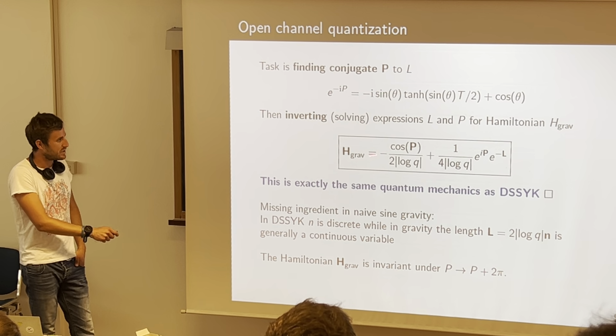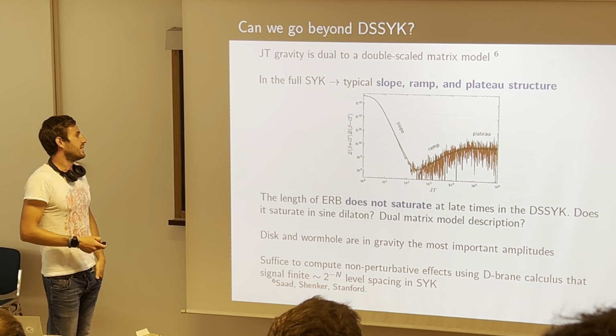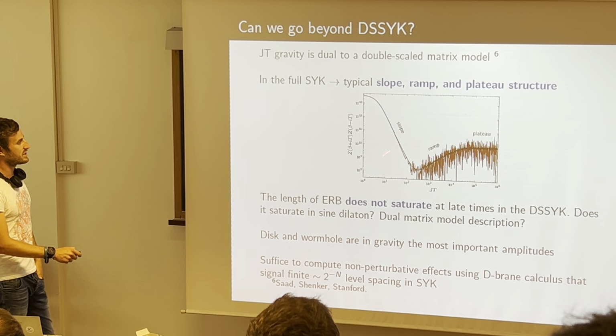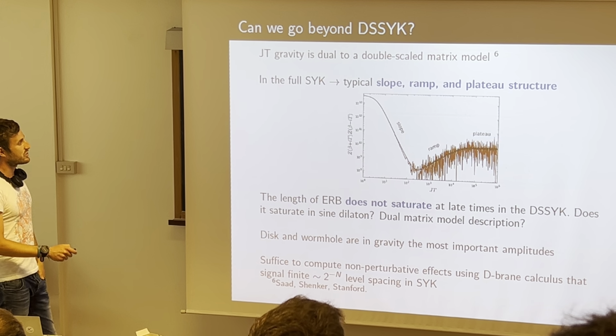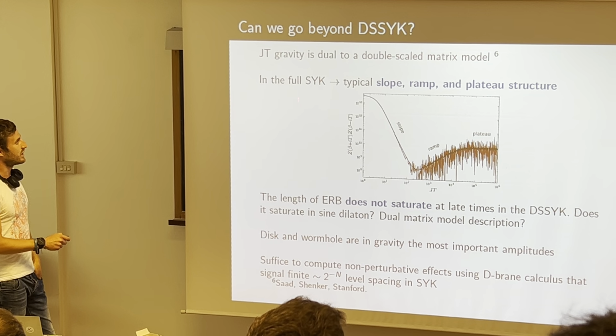Okay, so my main goal of the talk is to go beyond dSSYK. So far everything was just on the disk level, but there are some features of the full SYK model that we may want to reproduce with our gravity theory. And the most important one, in my opinion, is the presence of a ramp and plateau structure in the spectral form factor of the full SYK.